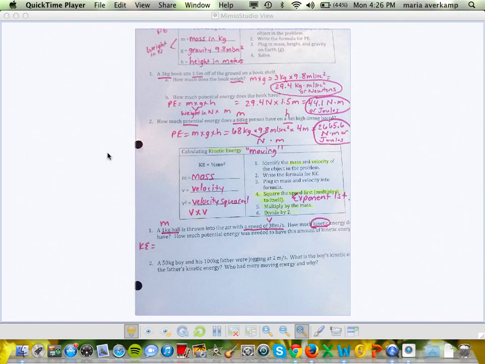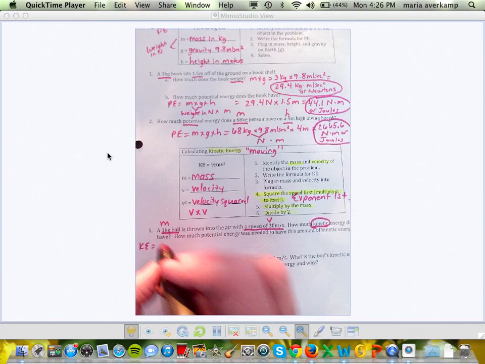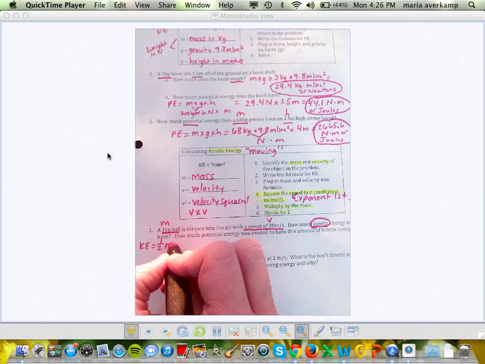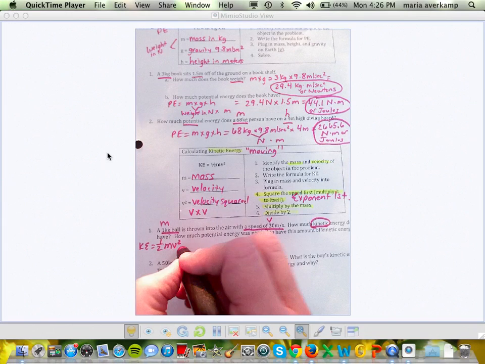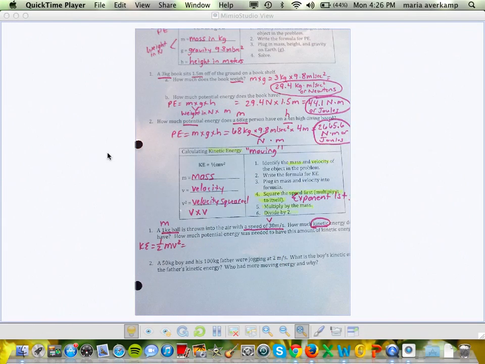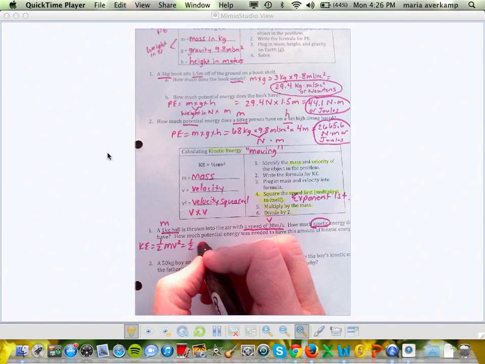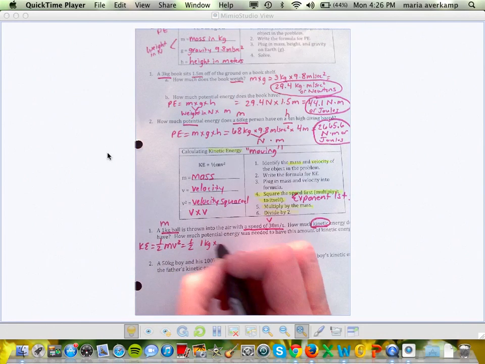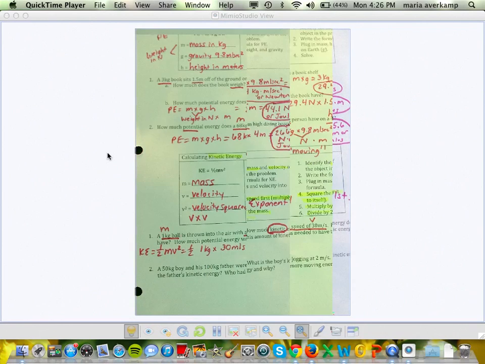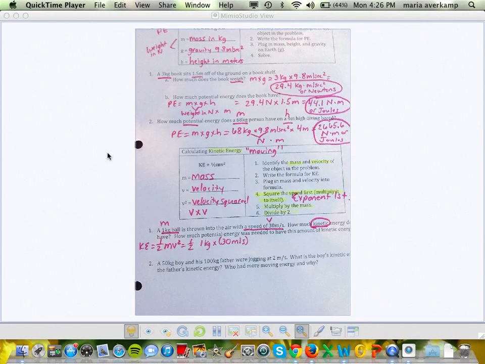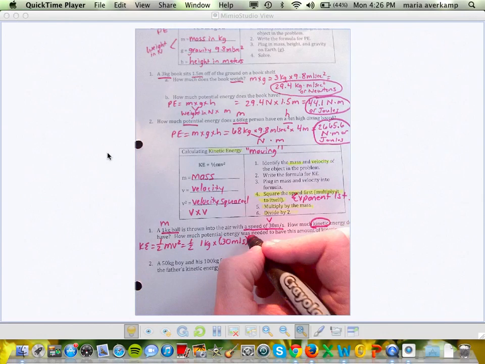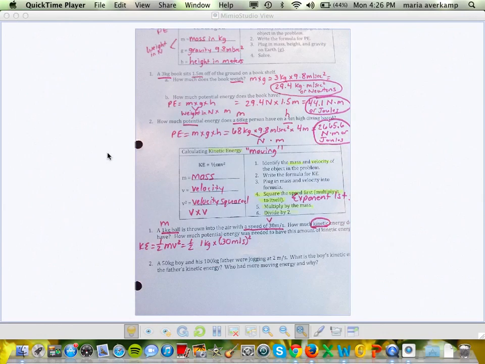So if I'm going to figure out how much moving energy my ball has, I'm going to take half of mass times velocity squared. So write the equation first. Secondly, I'm going to plug my numbers in. My mass is 1 kilogram. My speed is 30 meters per second. Now stop there and put that in parentheses. The speed needs to be squared. So I'm going to put parentheses around my speed to remind myself I squared the 30.